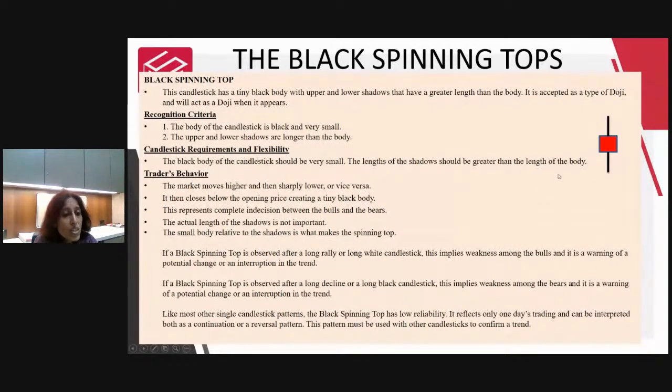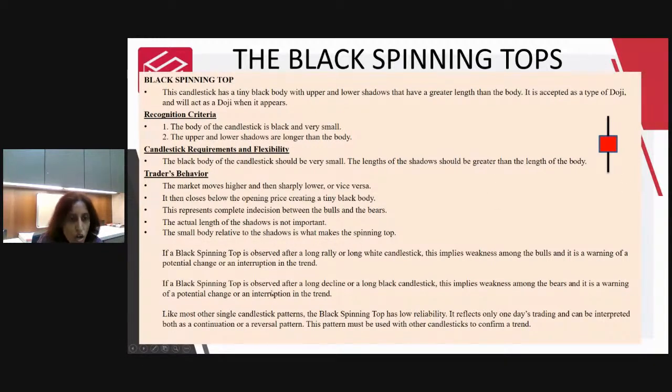Now, how will you interpret it? If a black or red spinning top is observed after a long rally or a long white candlestick, this implies weakness amongst the bulls. And it is a warning of a potential change or an interruption in the trend. Now that reversal is going.